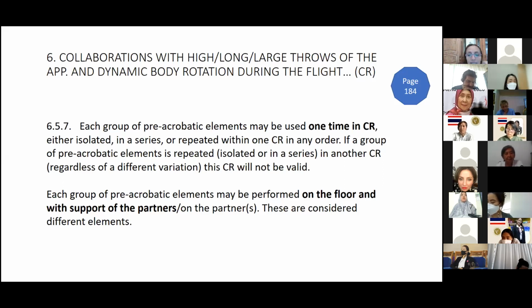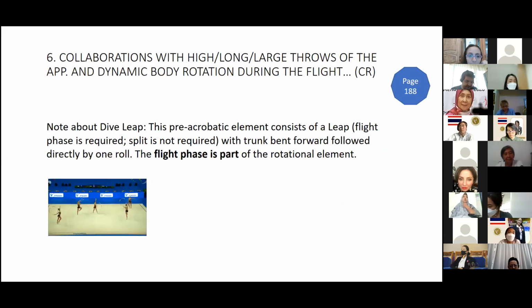Each group of pre-acrobatic elements may be performed on the floor and with the support of the partners or the partner. These are considered different elements. So only if they are performed on the floor, they're considered different, or with support of the partners. About the dive leap, it is very important, the flight phase. Pre-acrobatic element consists of a leap, like we explained, and a flight phase directly by one roll.